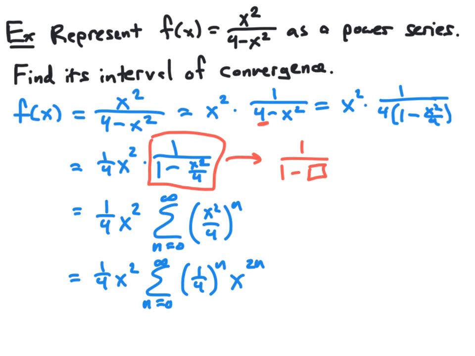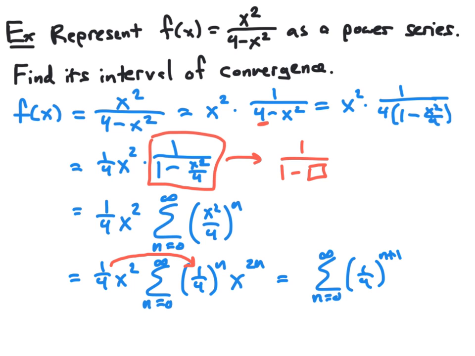Using the property with constant multiples, we can multiply each term by 1/4. We can bring that 1/4 inside our summation, and we're going to get the sum from n equal to 0 to infinity of 1/4 to the n plus 1 power. We had 1/4 to the n. We multiply by another factor of 1/4, and that increases the exponent by 1.